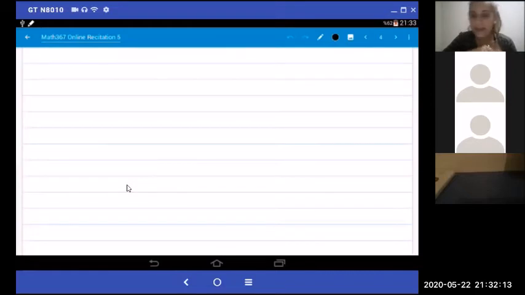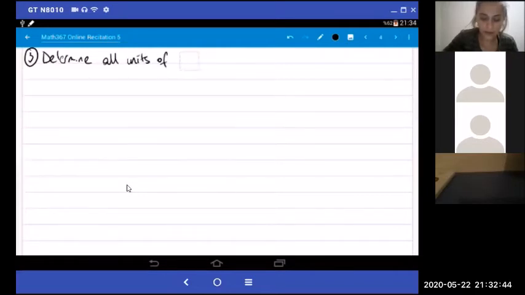Now, let us continue with our third question, and this is about another interesting ring called Gaussian integers. Now, is it the first or the second one? No, the first one. Now, this is the third question. Determine all units of the ring Z[i]. These are called Gaussian integers.